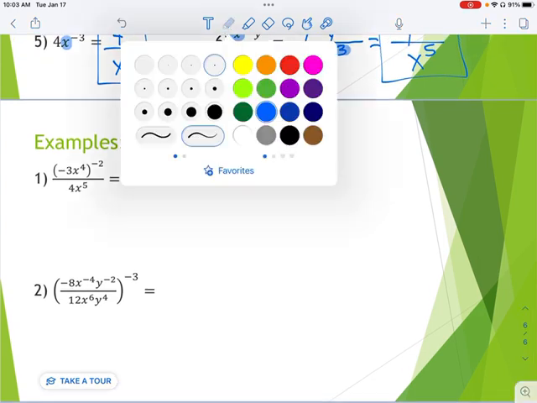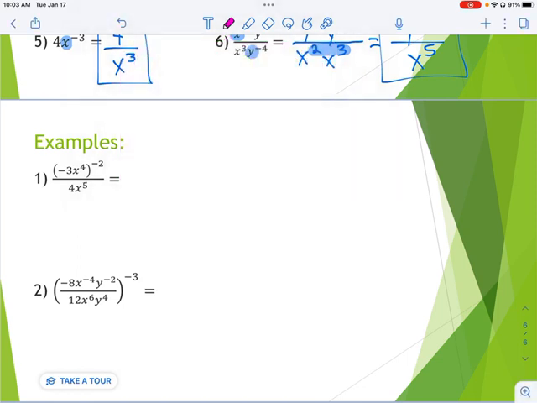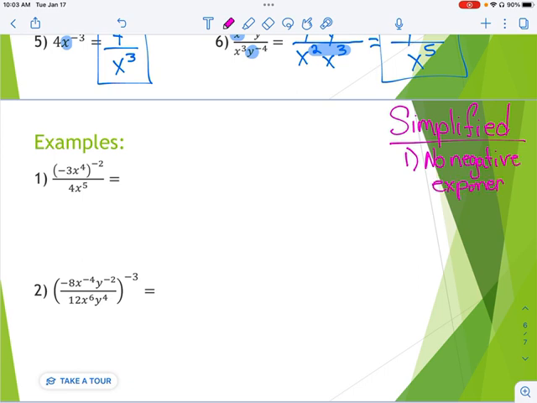The other thing I want to mention to you here is, what does it mean to be simplified? In other words, how do I know if I am done? Well, there are 3 simple rules that we abide by, and that is no negative exponents. That's number 1. So if we have negative exponents anywhere, we cannot leave them in our answer. We have to move them around and simplify.